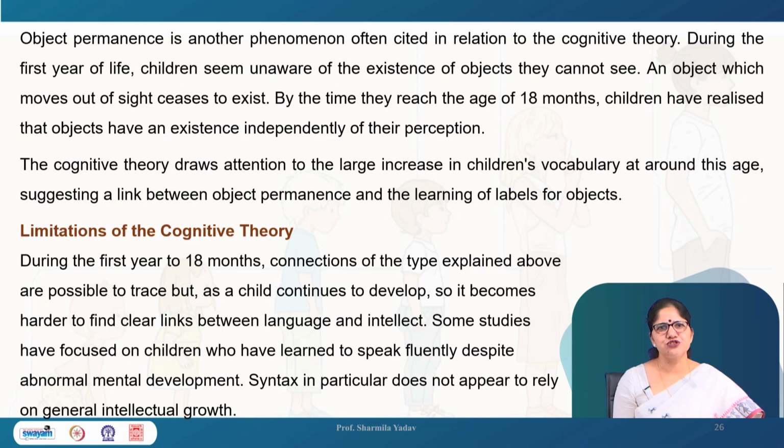Now again, there are limitations of cognitive theory too. During the first year to 18 months, connections of the type explained above are possible to trace, but as a child continues to develop, it becomes harder to find clear links between language and intellect. Some studies have focused on children who have learned to speak fluently despite abnormal mental development. Syntax in particular does not appear to rely on general intellectual growth.